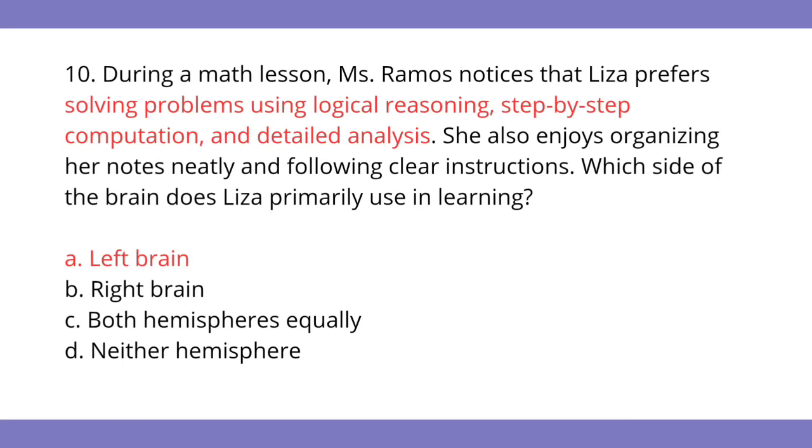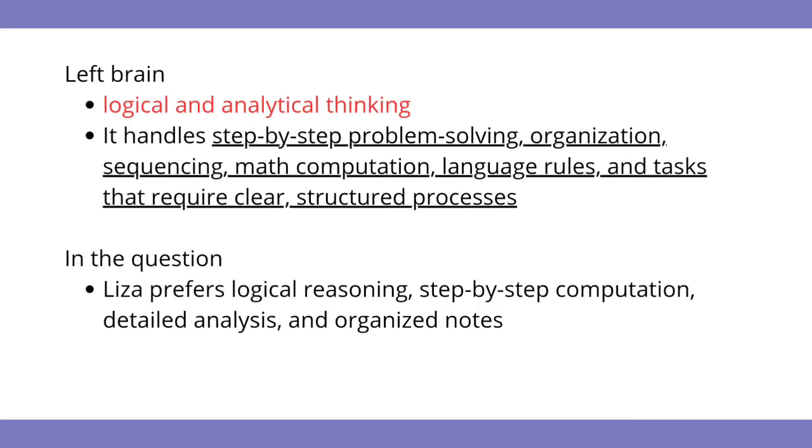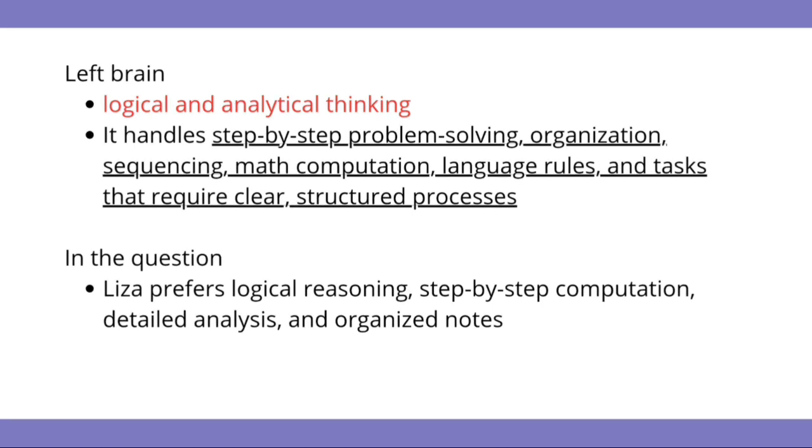The correct answer is letter A, left brain. The left brain is commonly associated with logical and analytical thinking. It handles step-by-step problem solving, organization, sequencing, math computation, language rules, and tasks that require clear, structured processes. In the question, Liza prefers logical reasoning, step-by-step computation, detailed analysis, and organized notes, all characteristics of left brain dominant learning, which is why the correct answer is left brain.